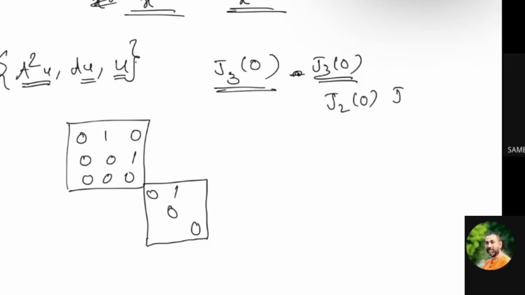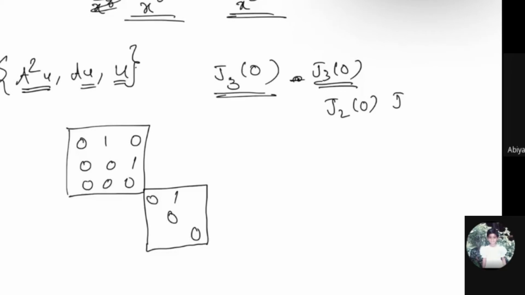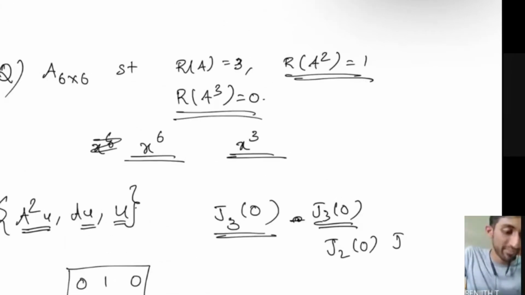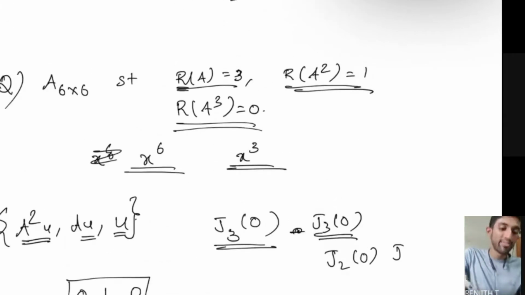It is also possible, sir. Nullity of A equal to 3. Nullity equal to 3, so there should be 3 linearly independent eigenvectors. Here rank of A is 3. Rank of A is 3 means nullity of A must be 3, by the rank-nullity theorem.